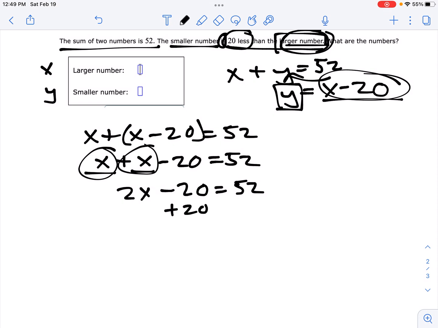Add 20 plus 20. You can tell today I sound like the frustrated algebra teacher, right? Okay, so 52 plus 20 is 72. 2x. Let's divide both sides by 2.